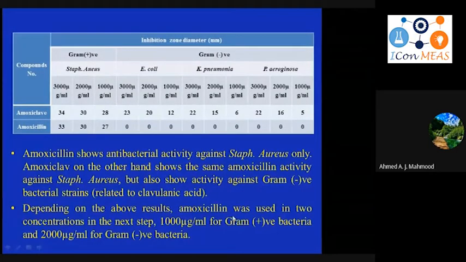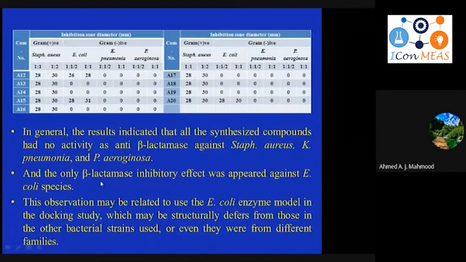Depending on the above result, amoxicillin was used in two concentrations in the next step, 1000 for gram-positive bacteria and 2000 for gram-negative bacteria. This is the table representing the result for the combination of our compounds with amoxicillin.